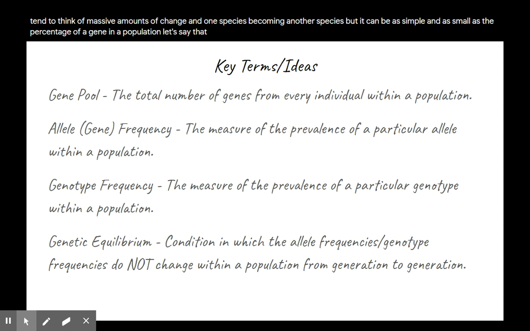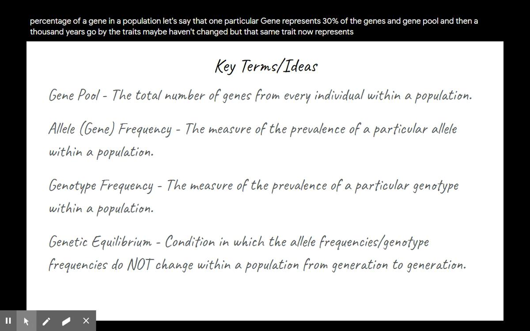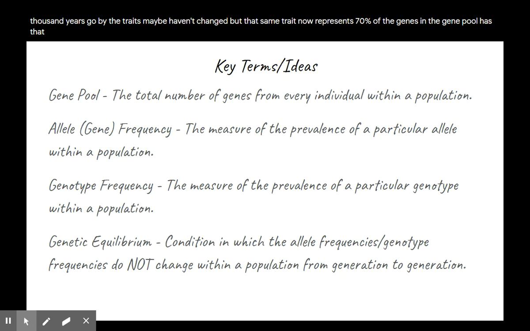Let's say that one particular gene represents 30% of the genes in the gene pool. And then 1,000 years go by. The traits maybe haven't changed, but that same trait now represents 70% of the genes in the gene pool. Has that population evolved? Yes, it has. It has the same traits, the individuals look the same, but that population as a whole has changed.